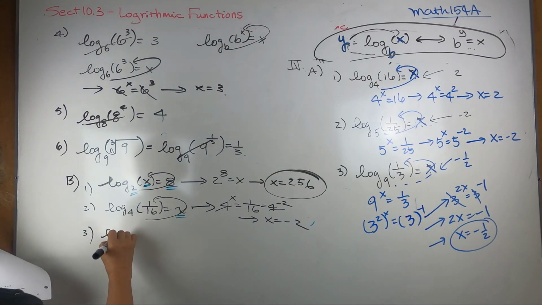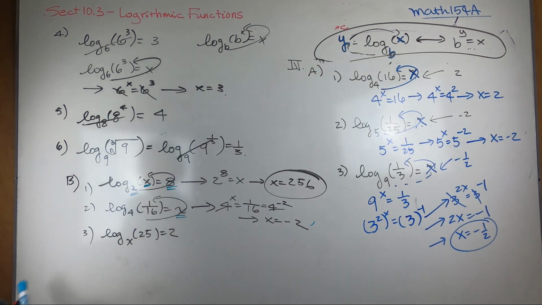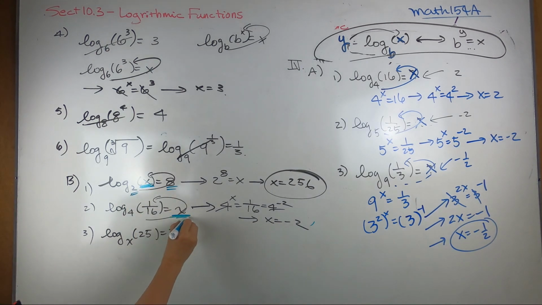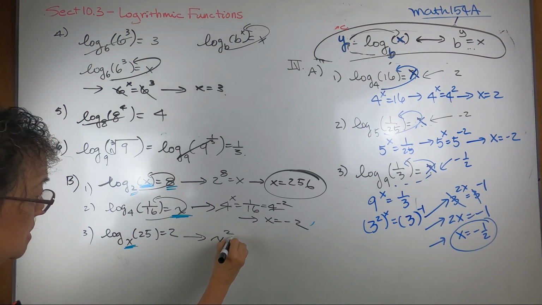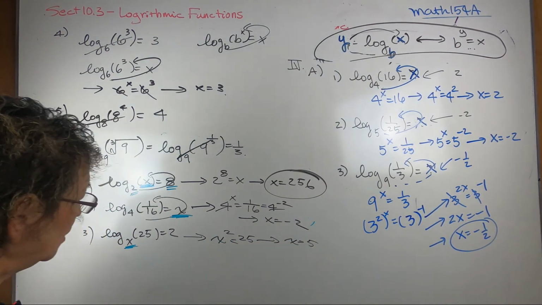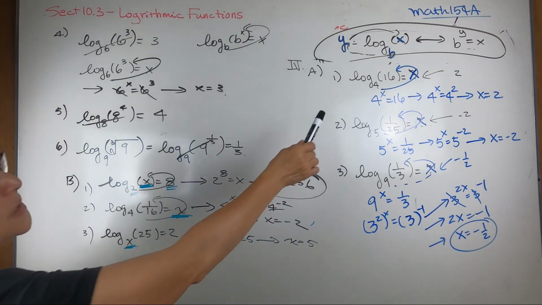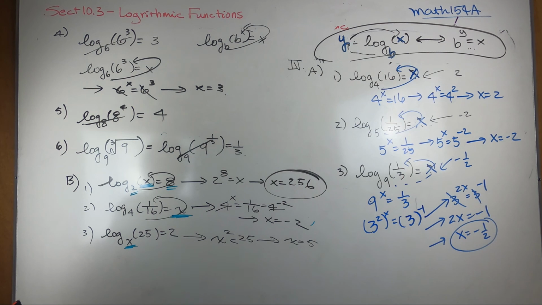So if we have this one, log base x of 25 is 2. So you have 3 positions. Sometimes it asks you the middle, sometimes it asks you the result, sometimes it will ask you the base. Same thing. x squared equals 25. Then your x is 5. We only use positive base. Remember, b is bigger than 0, not equal to 1.